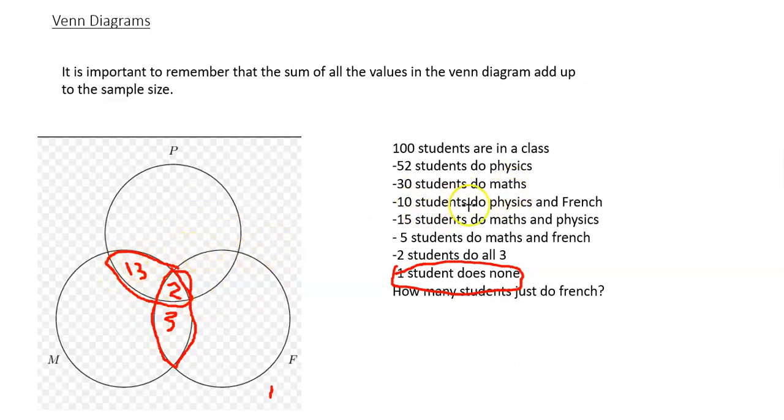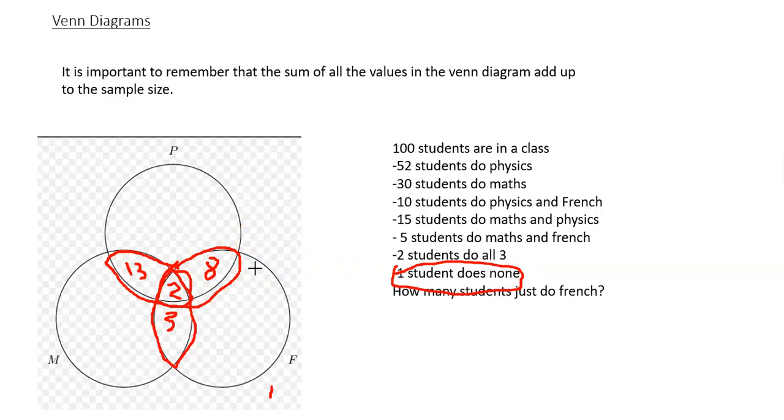Next we have 10 students that do physics and French, so once again, this is the whole big overlap over here. We have 10 that do physics and French, but there's 2 that do all 3, so we go 10 minus 2, so we have 8 that just do physics and French.